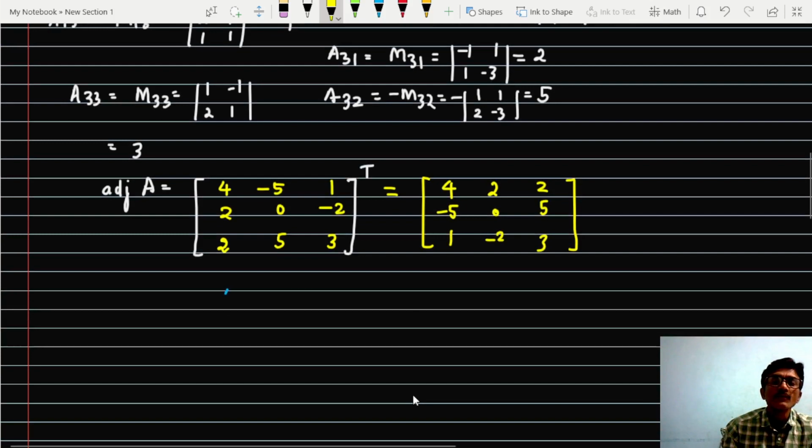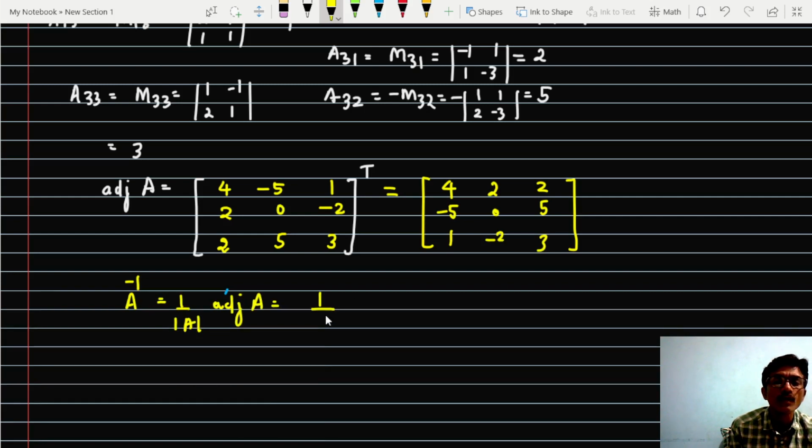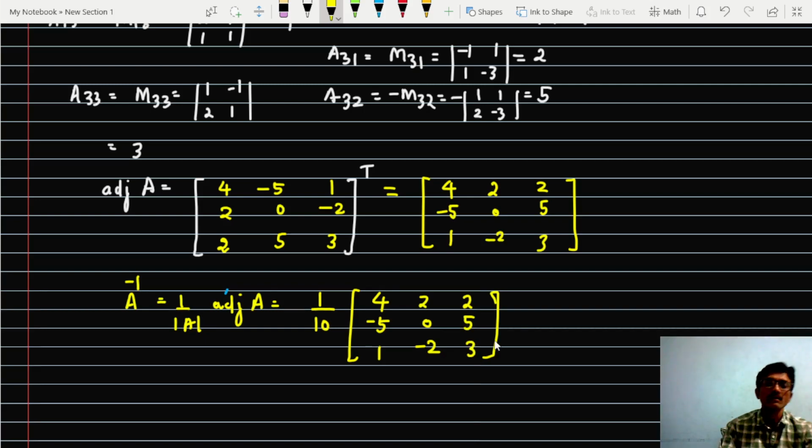Then what is the inverse of the matrix? A inverse is equal to 1 upon determinant of A into adjoint of A. What is the determinant of A? It is 1 upon 10. It will be 10 is the determinant. It is 4 minus 5 1, 2 0 minus 2, 2 5 3. This is A inverse.